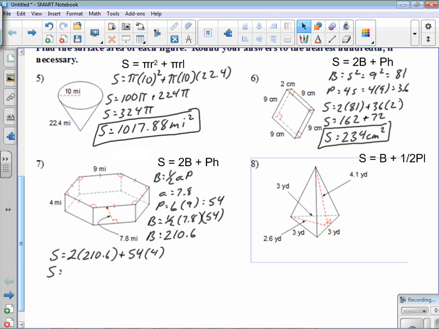So surface area is going to be 421.2 plus 216, which is ultimately going to be 637.2 miles squared.